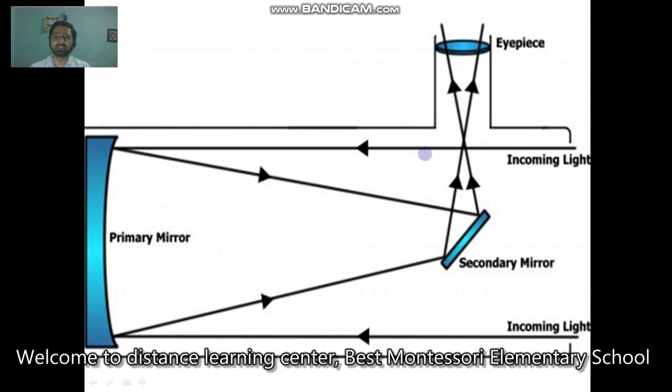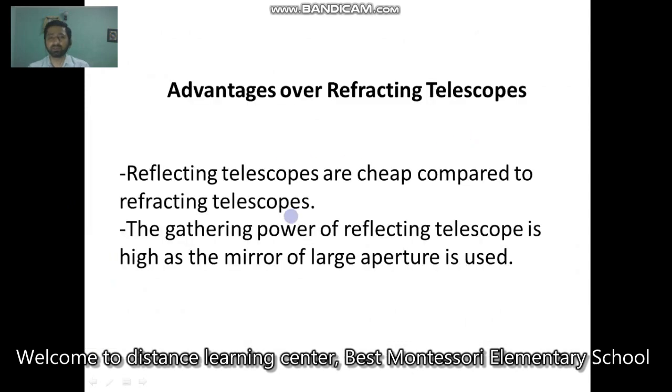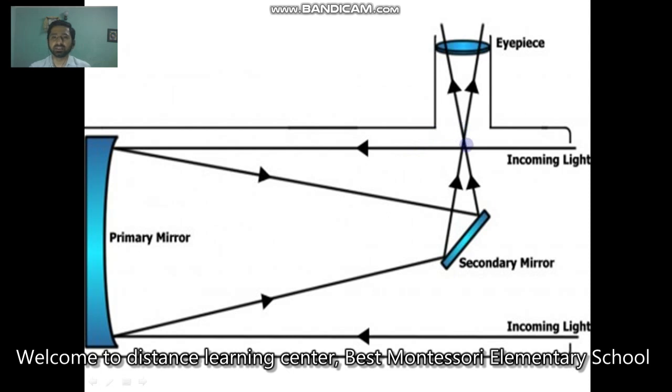Look, the incoming light that strikes the primary mirror is not blocked by the secondary mirror because it is small, and this secondary mirror is kept in such a way that the light rays reflected from the primary mirror strike there, and they finally form an image at this point. At this point we can see the image, the crossing of rays, and just above these points there is an eyepiece. Normally this eyepiece is a convex lens, and we can see the image of the object using this eyepiece.